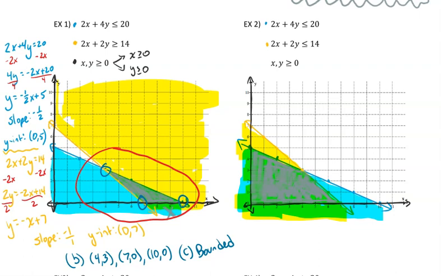So now for part B, we are going to look for our corner points. In this case, we actually have 4. So we have a corner here, here, here, and here. So that's at (0, 0), (0, 5), (4, 3), and (7, 0).